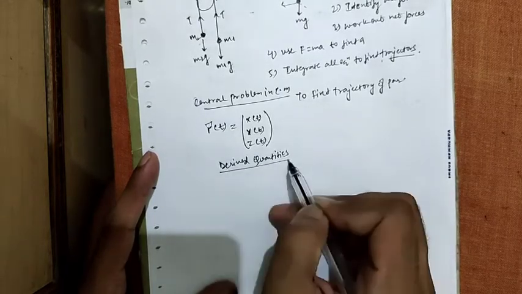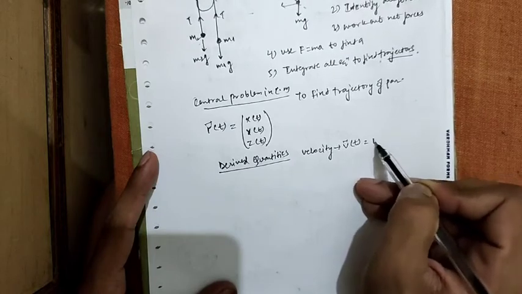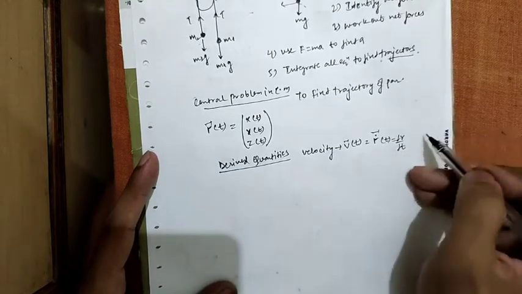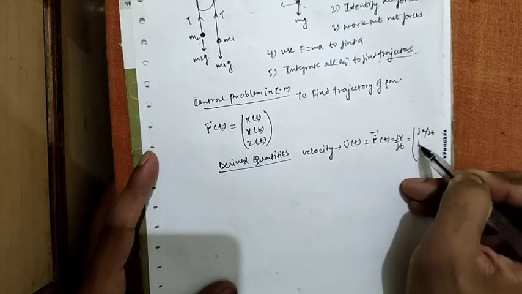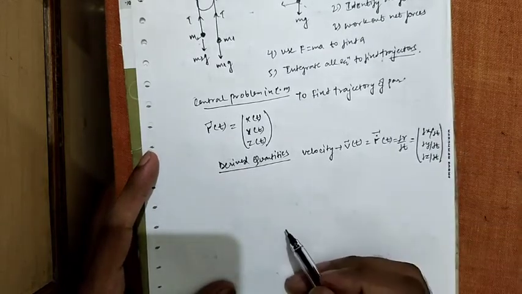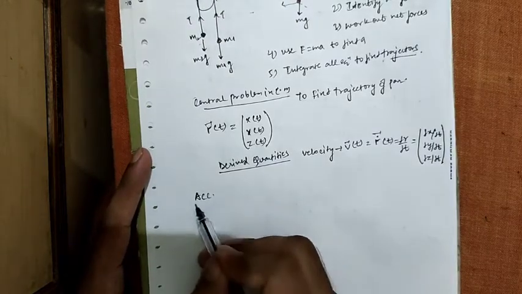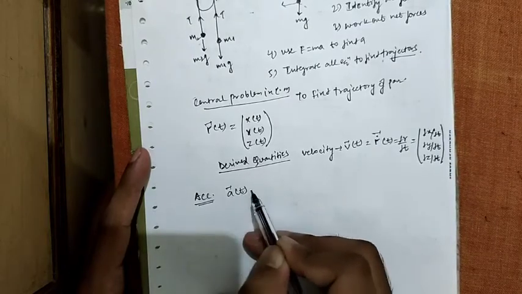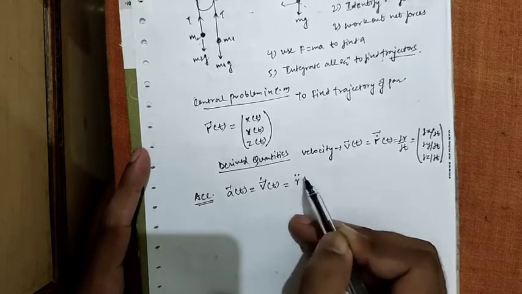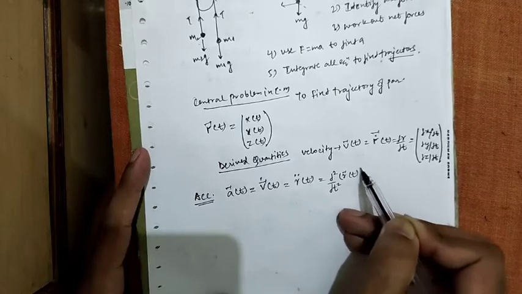The derived quantities are, first, velocity, which is v of t and can also be written as r dot of t, dr by dt, that is dx by dt, dy by dt, dz by dt. And another quantity which can be derived is acceleration, a of t, also a vector quantity, which can be represented as v dot of t, or r double dot of t, d square by dt square of r of t.